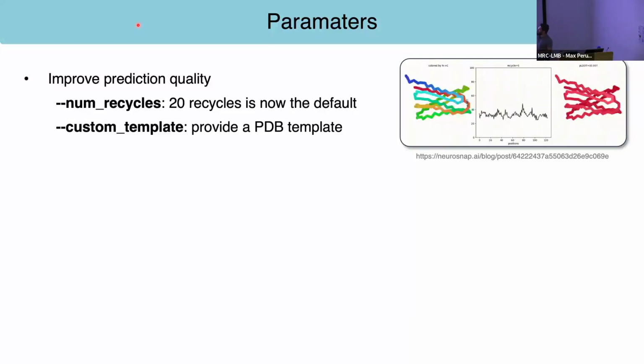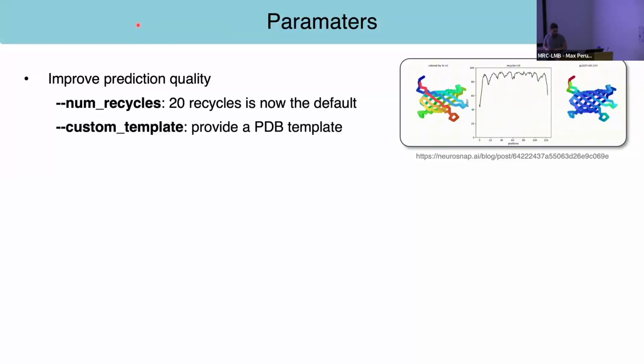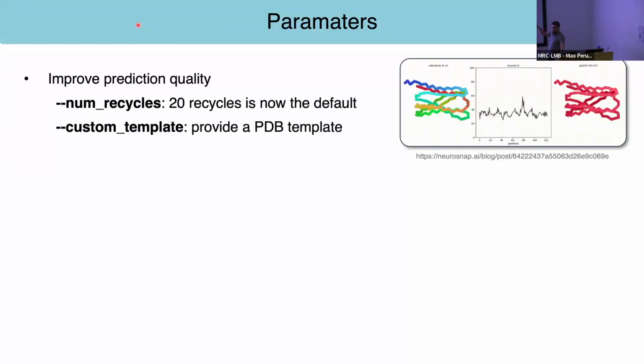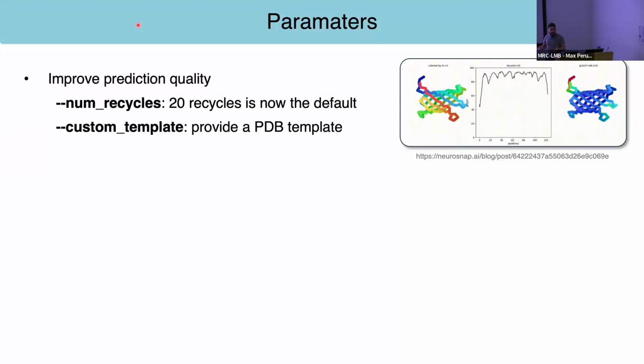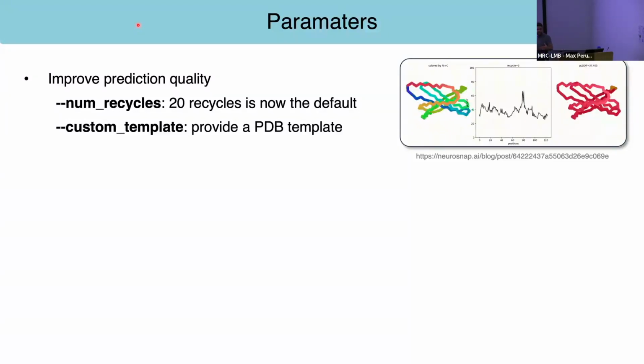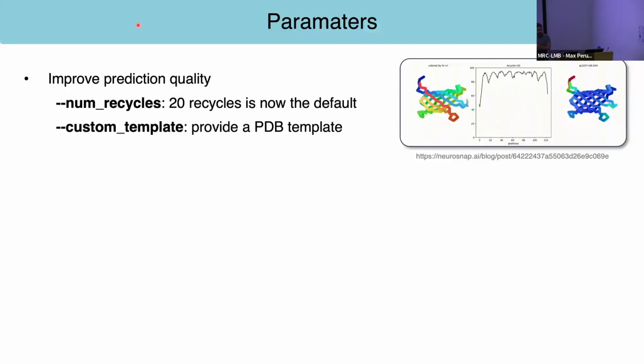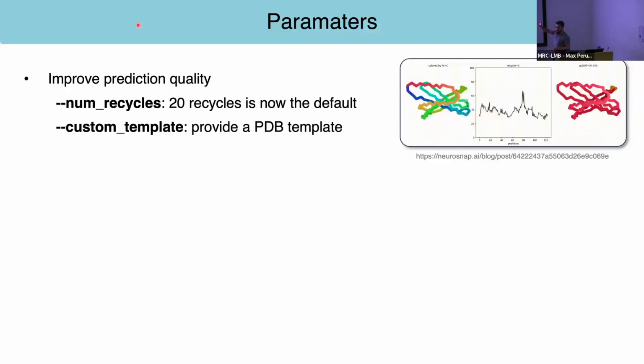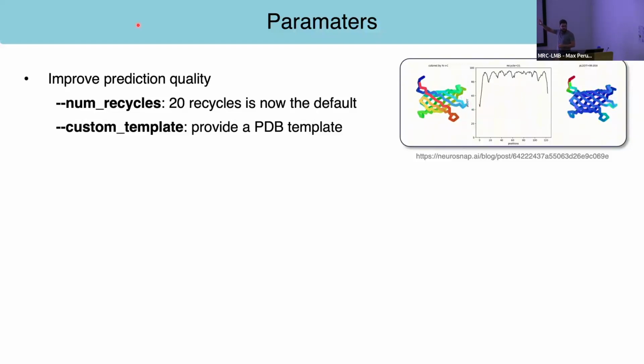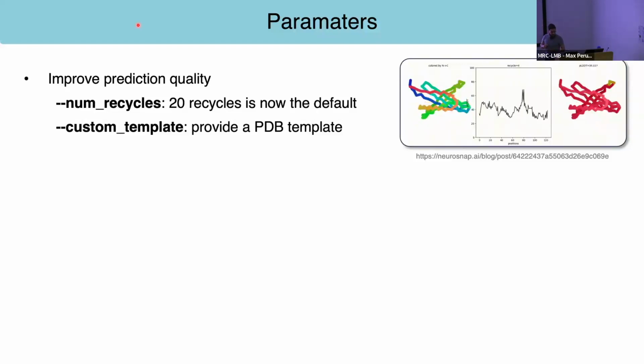But you can directly change this number if you wanted. There's also the ability to provide a custom template. So this is a PDB file that has a structure or conformation of a protein that you're trying to predict, as a kind of baseline for what it's going to eventually predict. So it's going to use this information. I find this not as useful. I don't know if anybody here has had success with custom templates, but it's available for you if you want to try it.